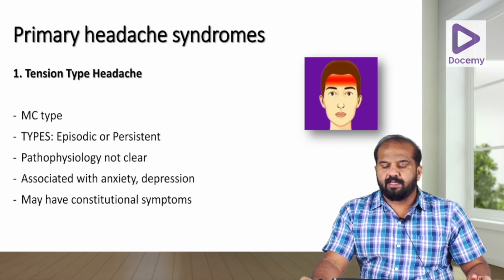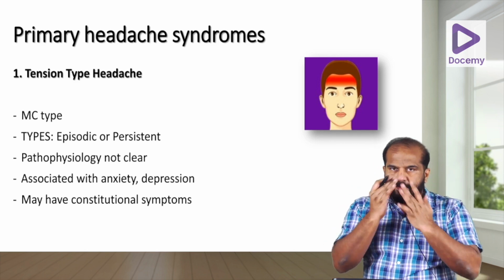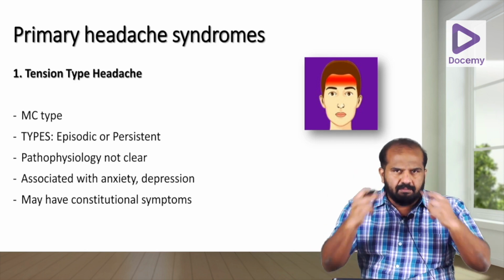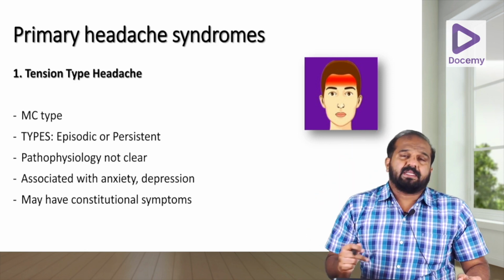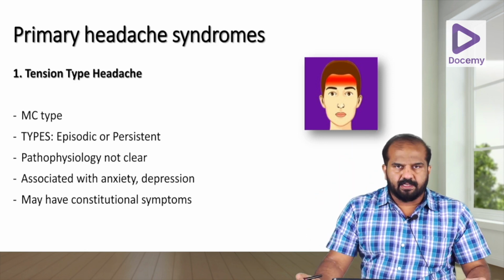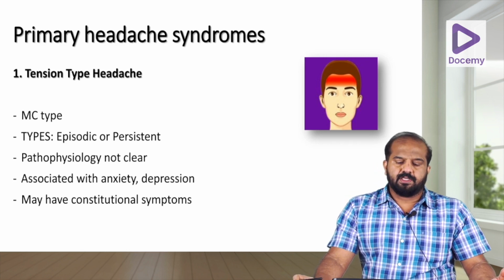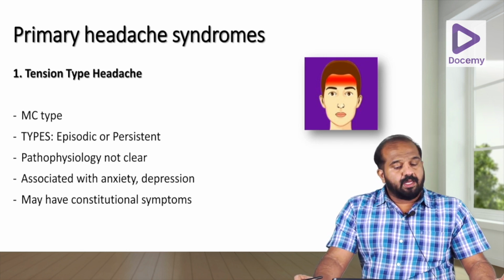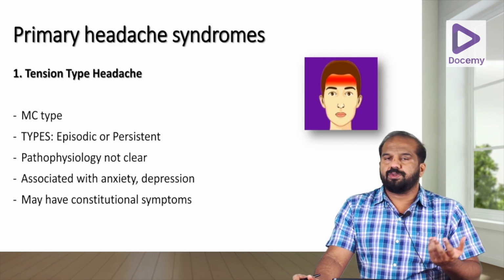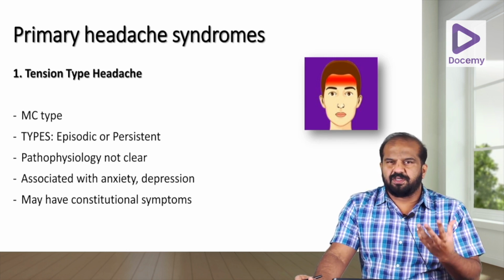You can see the diagram. It is actually like a band tied into the head. A band is actually tied tightly into that. The patient will tell like that. Symptoms will be like that. Okay. Pathophysiology actually is not clear. It's associated with anxiety, depression, and may have constitutional symptoms like body ache, sometimes a feverish feeling, etc.